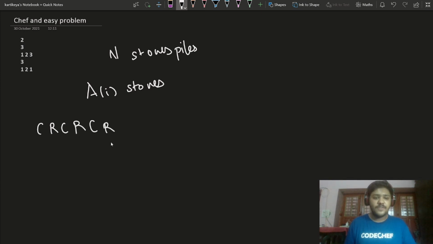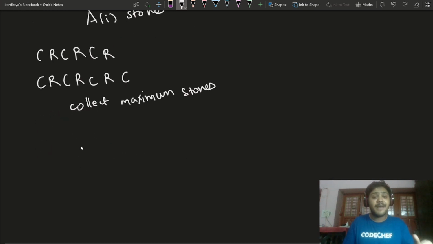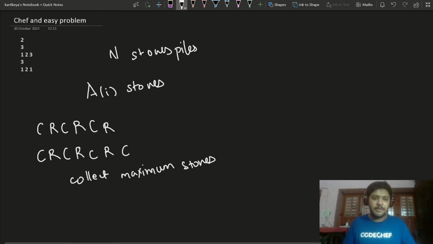If n is even, then both of them take an equal number of turns. But if n is odd, then Chef takes one more turn than Roma. Both players play optimally and their goal is to collect the maximum number of stones. So we just have to devise a strategy for the Chef such that he collects the maximum number of stones possible if both Chef and Roma play optimally.